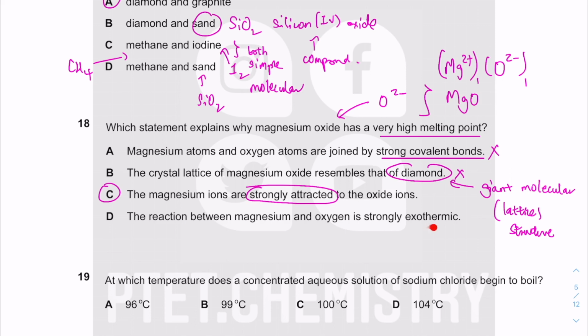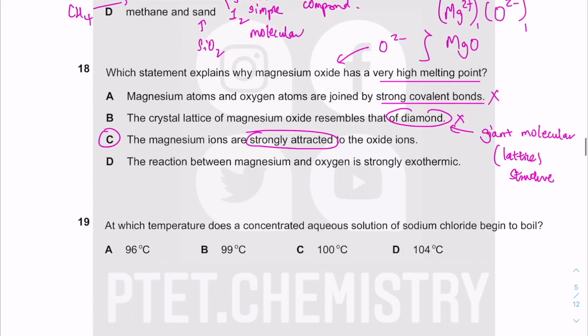And you haven't really done exothermic, but the high melting point has nothing to do with exothermic or endothermic. It has to do with how strong the bonding is, and the bonding that you are forming is ionic bonding between oppositely charged ions. You need a large amount of energy to break the strong ionic bond between the oppositely charged ions. That is how you explain why ionic compounds have high melting and boiling points.